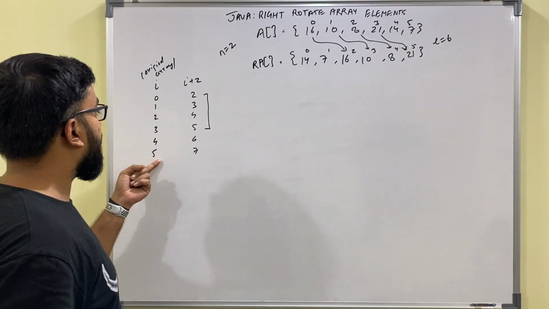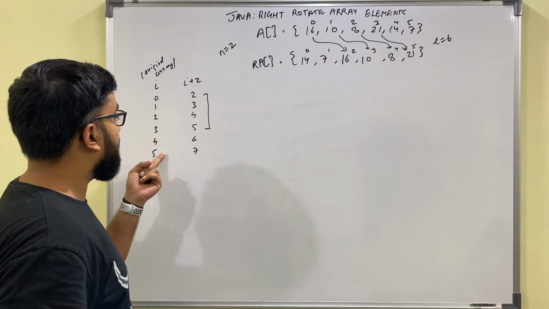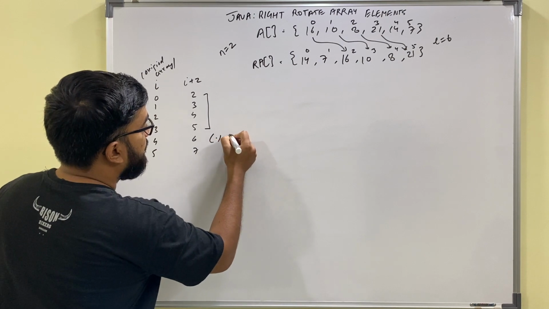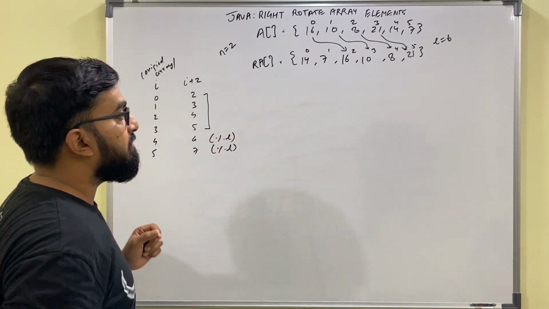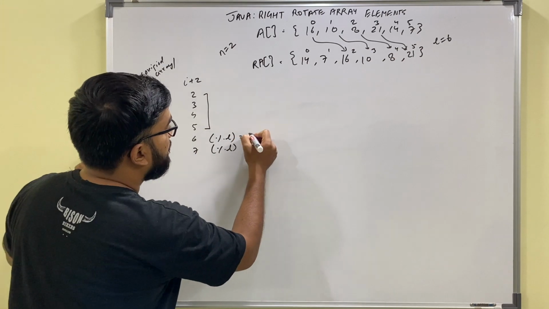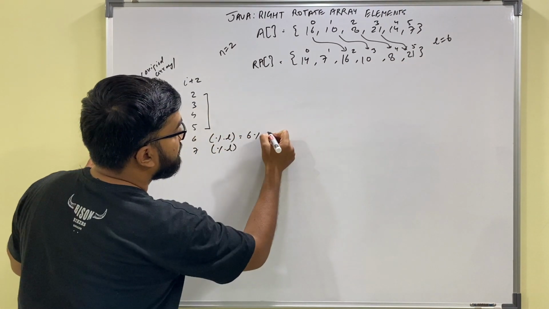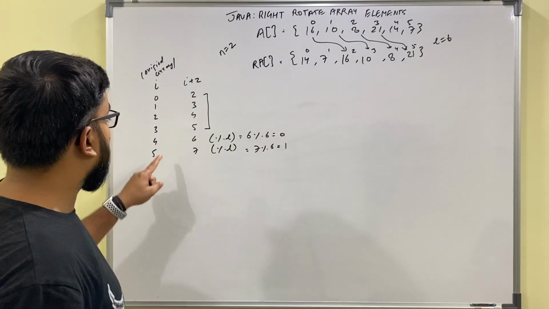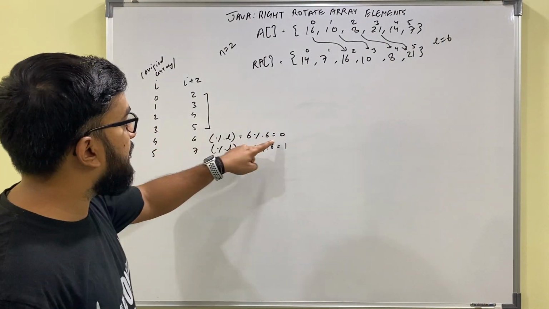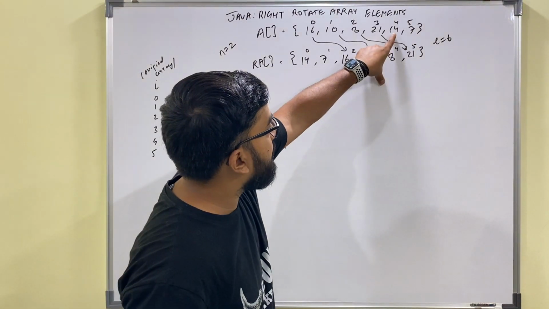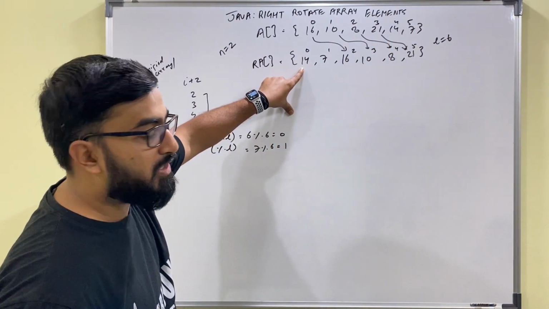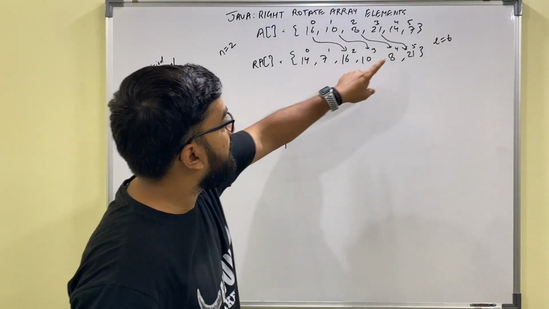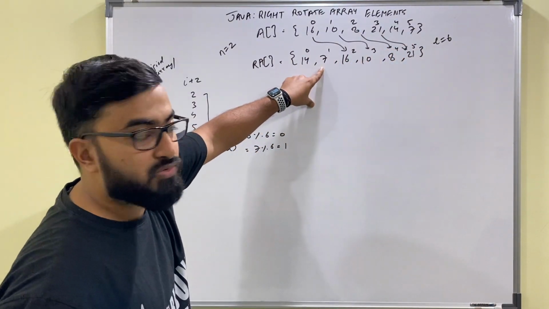So how do we find the new index for the values at these indices? That is, when you do i plus 2, they go out of bounds. We do modulo l, where l is the length, to i plus 2. So this becomes 6 % 6, which is 0, and this becomes 7 % 6, which is 1. So the value which was at index 4 in the original array goes to index 0 in the rotated array. 14 was at index 4 in the original array and goes to index 0 in the rotated array. Similarly, the value at index 5, which was 7, goes to index 1 in the rotated array.